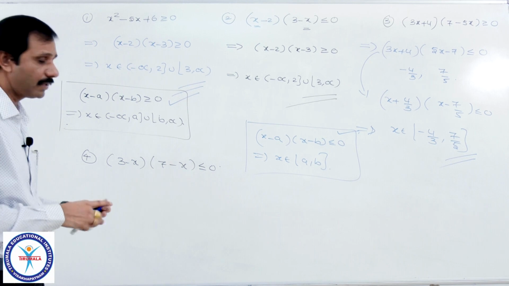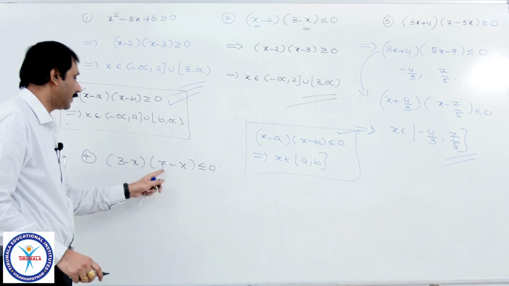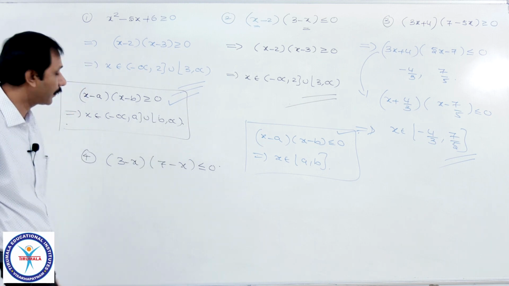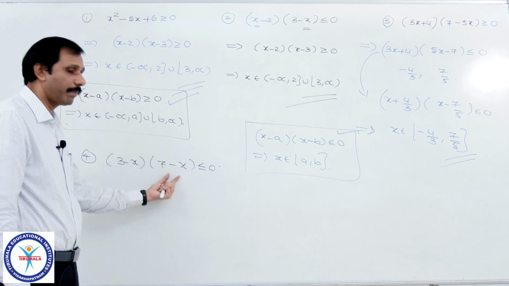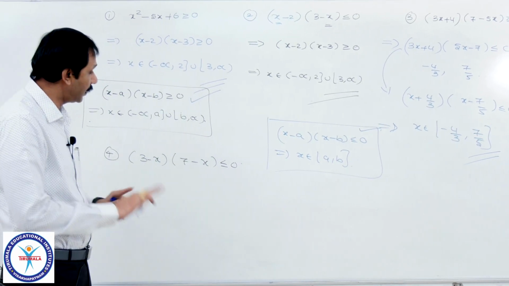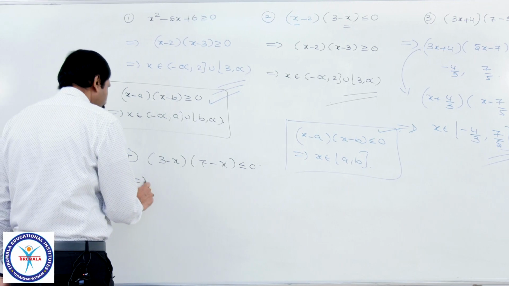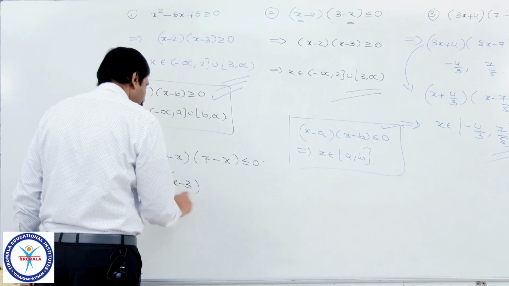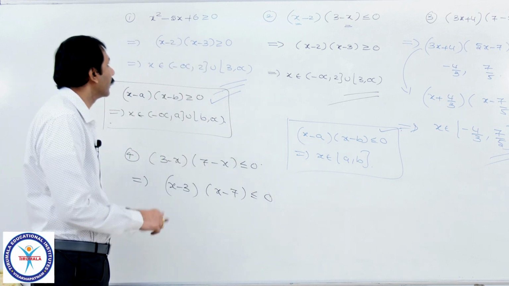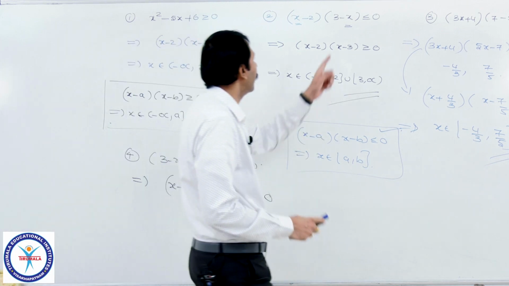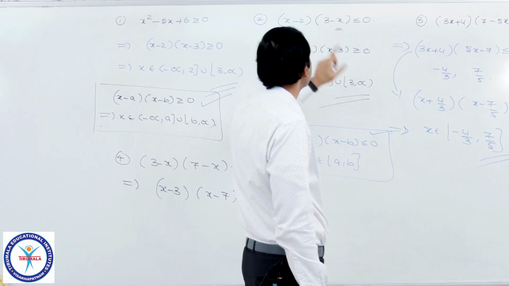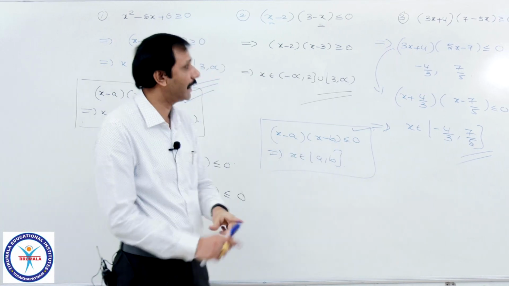And next, coming to this, 3 minus x is there, 7 minus x is there. Here the coefficient of x is negative, and the coefficient of x is negative. Multiply with a negative sign, multiply with a negative sign. 2 times means the inequality will not change. It will remain the same. That is, (x minus 3) into (x minus 7) less than or equal to 0. Why? You observe: here there is only one negative coefficient of x, whereas here it is positive. I multiplied only with 1 minus sign.